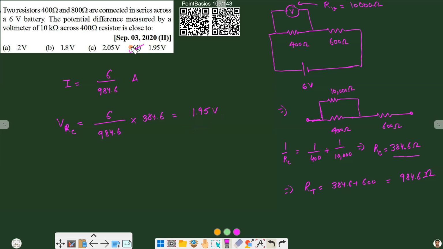So that's how you do this type of question where the voltmeter is not ideal. You simply take the voltmeter as a normal resistance, then calculate the final resistance of their parallel combination, and assuming that final resistance as the voltmeter, you just calculate the potential across it, and in this case we have 1.95 volts. Moving to the next one.